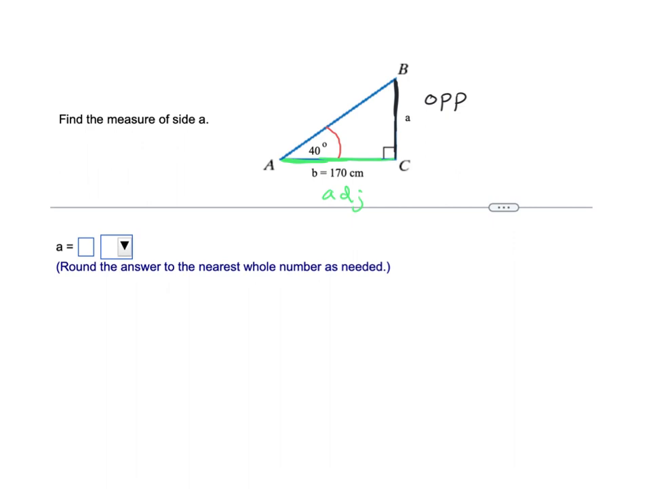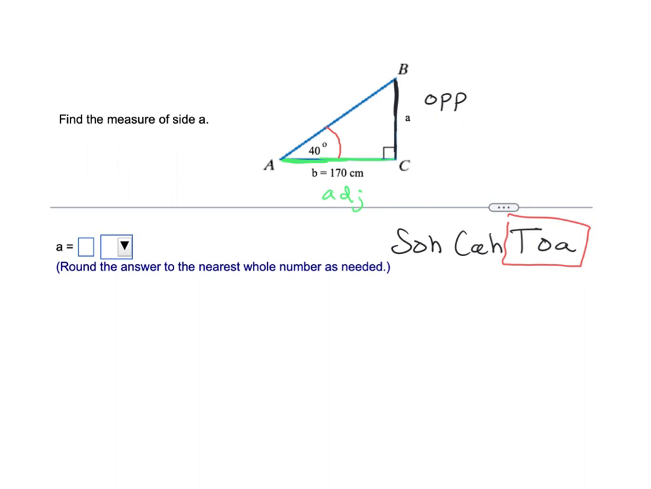So we'd like to use either sine, cosine, or tangent. We want to choose the one that connects the angle to the opposite and the adjacent side. If you remember SOHCAHTOA, it'll help you decide which of the three you'd like to use. Tangent is equal to the opposite side divided by the adjacent side. So I'm going to use tangent to figure out what the length of side A is.